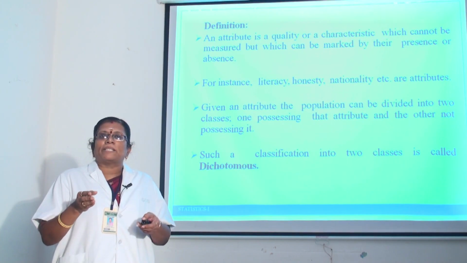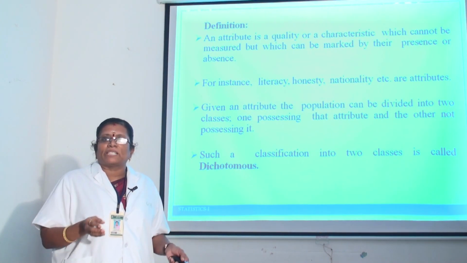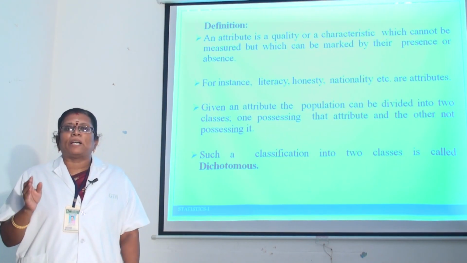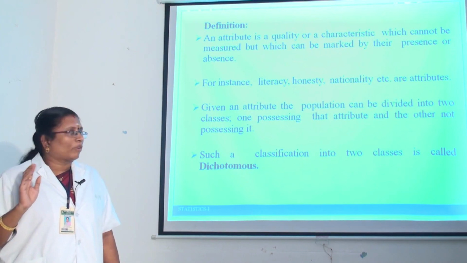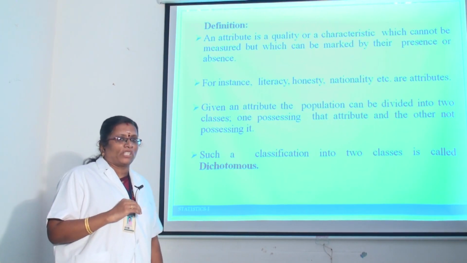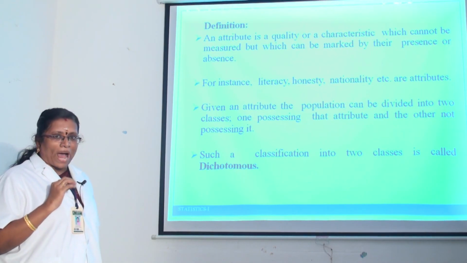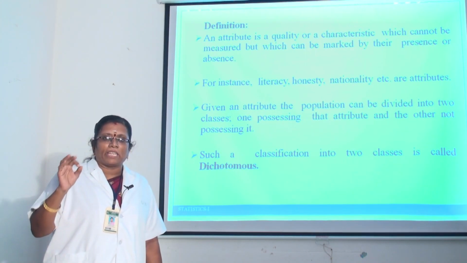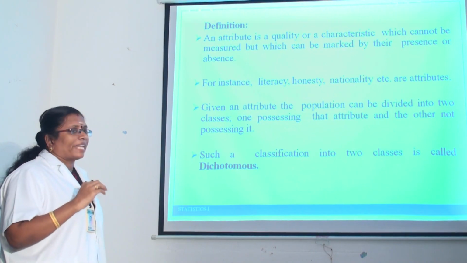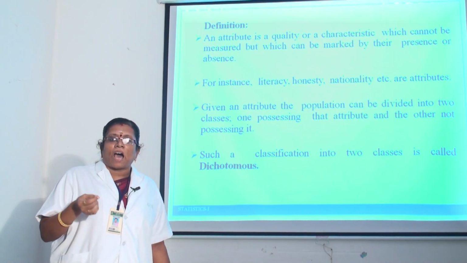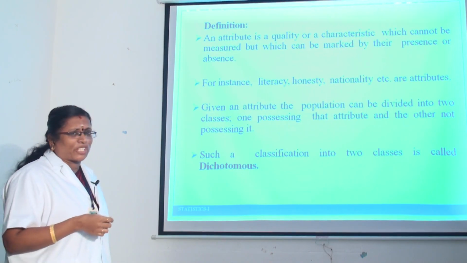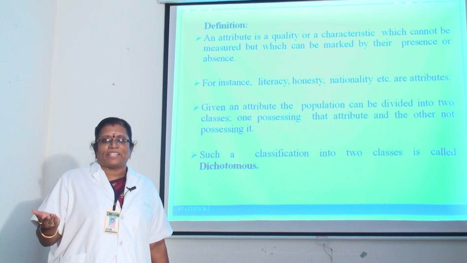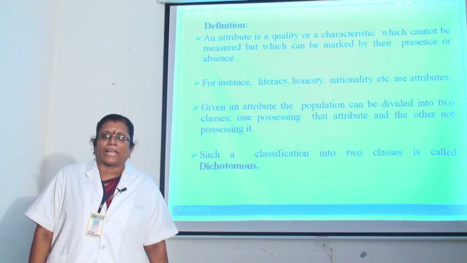Suppose a person passed in the physics subject, then we say that it is present. Absence means the opposite of that, a person failed in that subject. So the actual definition is that an attribute is a quality or a characteristic which cannot be measured. For example, we can take literacy, honesty, and nationality. So many examples we can give for attributes.